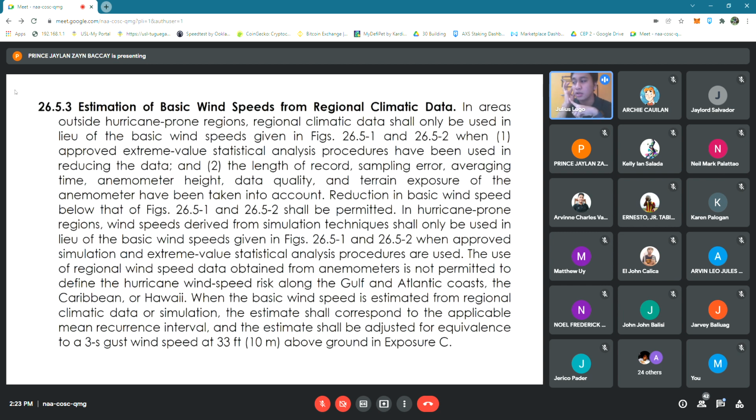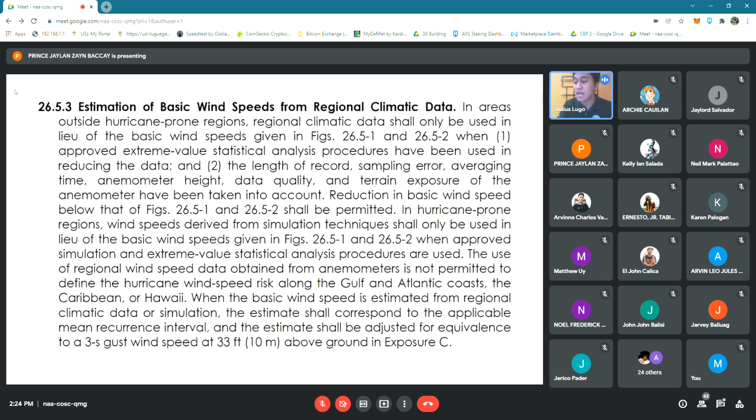Okay, another is the estimation is acceptable if the length of record or sampling error average time, anemometer height, data quality, and terrain exposure of anemometer have been taken into account. Of course, we will do experiments, okay, on the field, especially if you are in a mountain. Hindi mo kayang pwedeng isang anemometer lang yung gamitin, mga ganyan. So there will be sampling points, a lot of sampling points. The more sample points you have, the more accurate the data is, okay? So yun yung dalawang condition in estimation of basic wind speed.